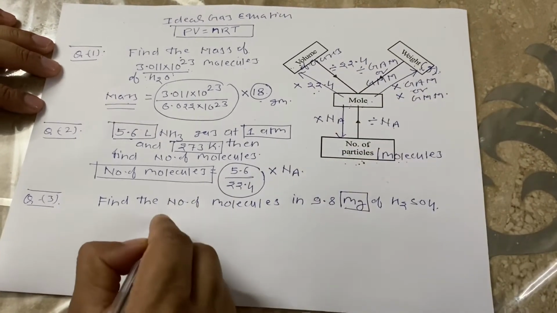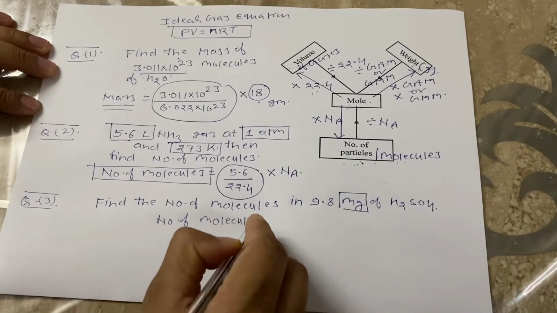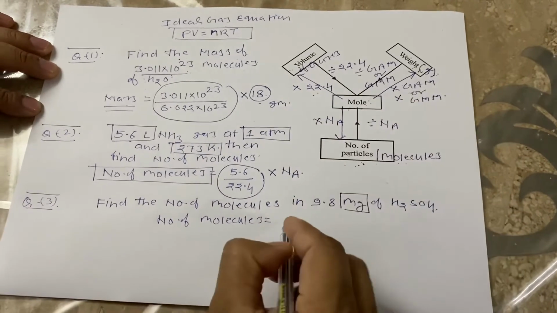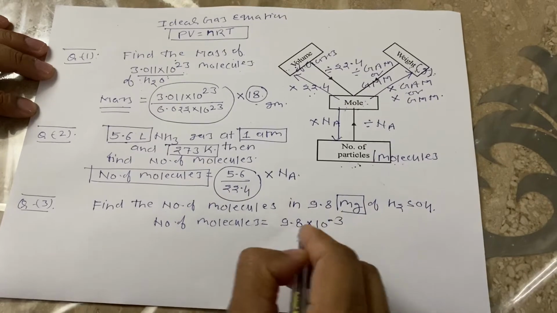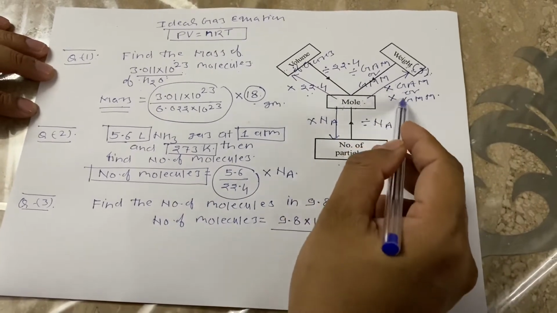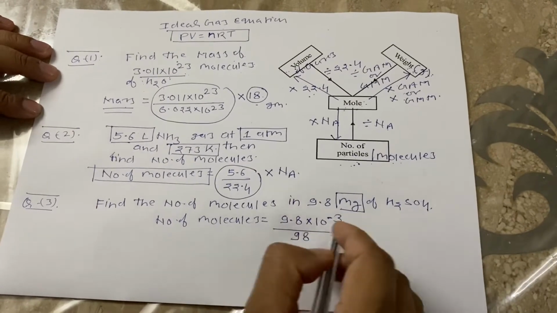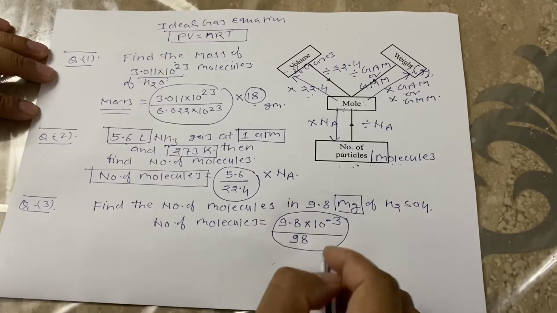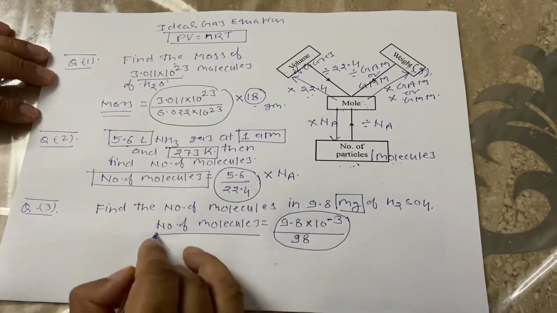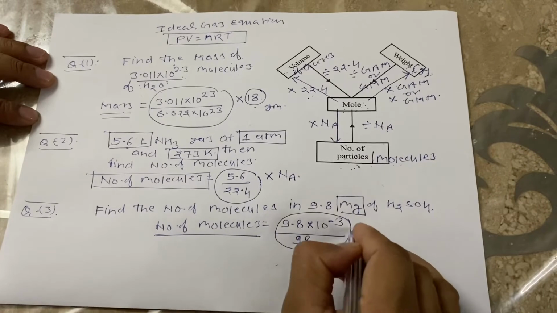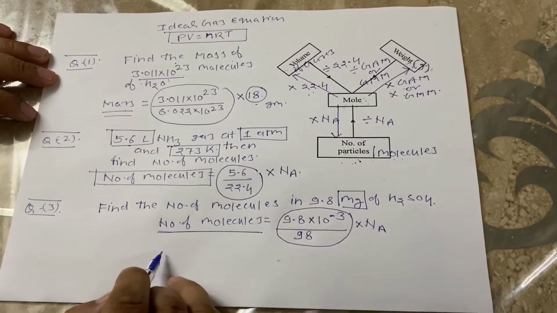So we can calculate the number of molecules. First we calculate the moles. It is 9.8 into 10 to the power minus 3 gram divided by the gram molecular mass of H2SO4, which is 98. This is the moles that we have calculated by using this expression. Now we want to calculate the number of molecules, so this is multiplied by Na. This is the way by which we can use the Y map to calculate the number of moles.